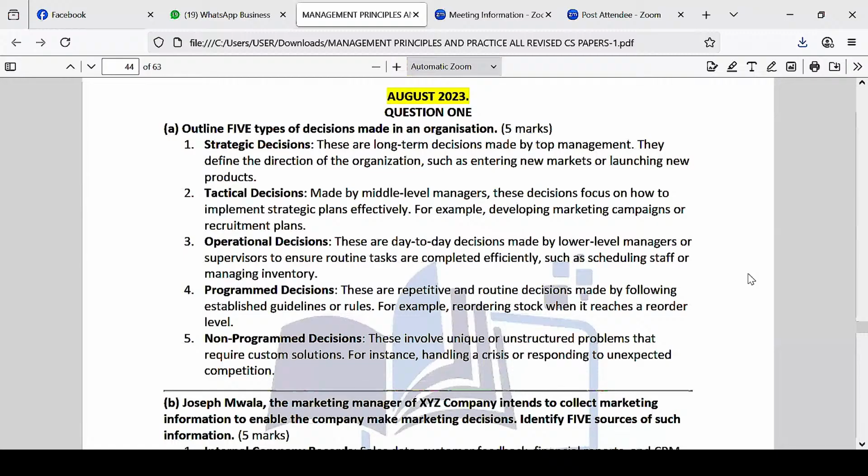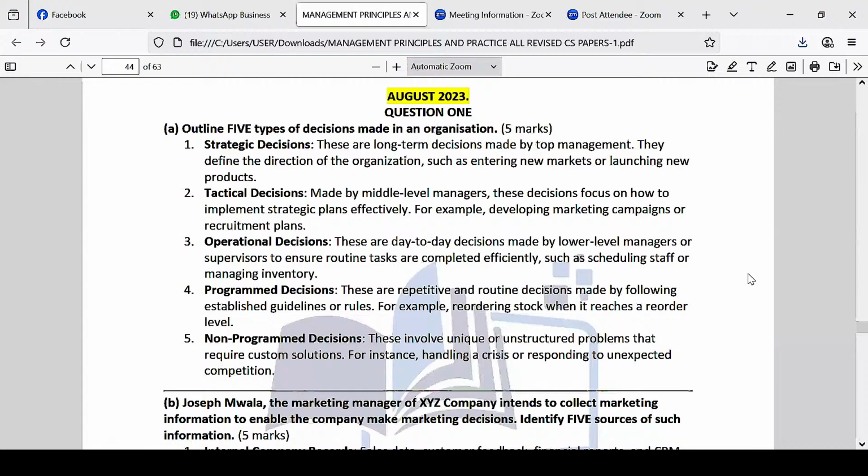So once the top level has made strategic decisions, implementing them is done at that level. Then we have what's called operational decisions. Operational basically means day-to-day decisions, or decisions that are made on a daily basis. These are day-to-day decisions made by lower level managers or supervisors to ensure routine tasks are completed efficiently, such as scheduling staff or managing inventory. So basically, operational decisions are made by the junior level or the lower level managers, and they are normally day-to-day operations. We will give an example there.